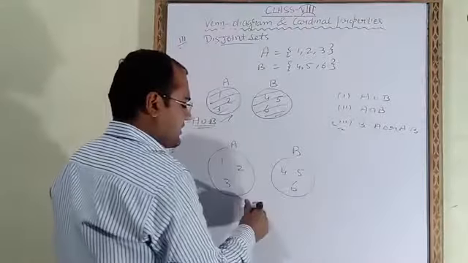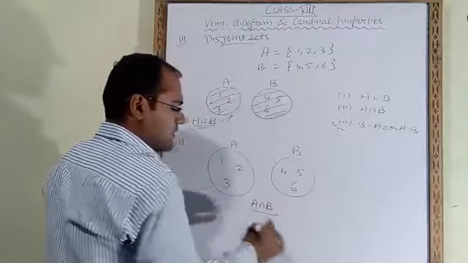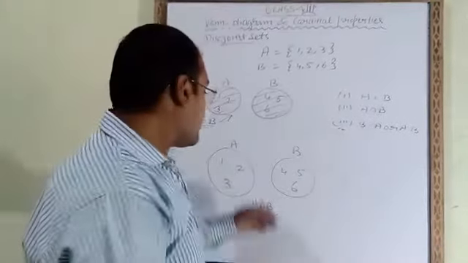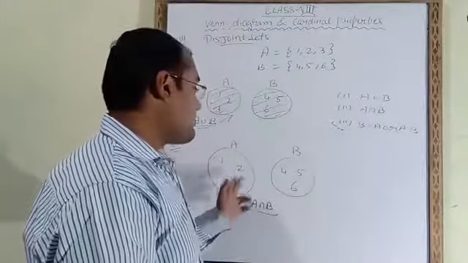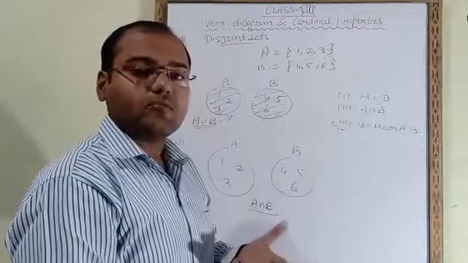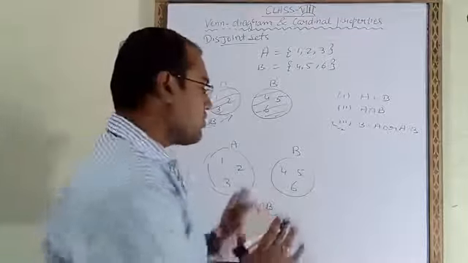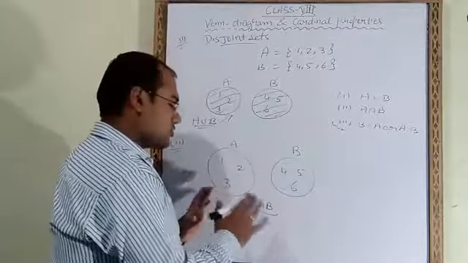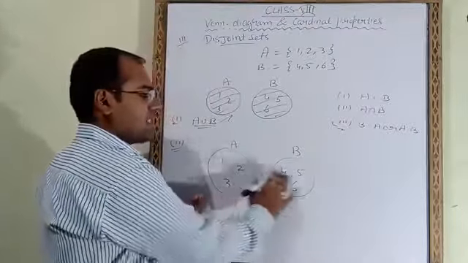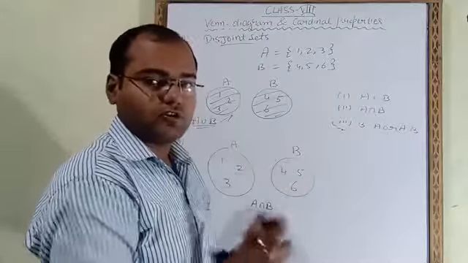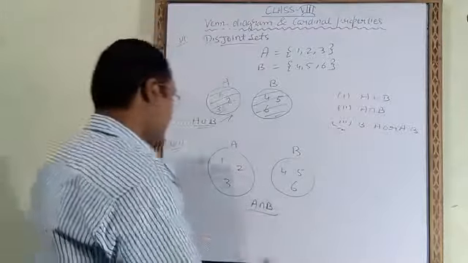Second is A intersection B. Intersection means common. Here it is 1, 2, 3, here it is 4, 5, 6. Which elements are common? No element is common. Since no element is common, we will not shade anything here. So A intersection B will be like this only. No need to shade any part.